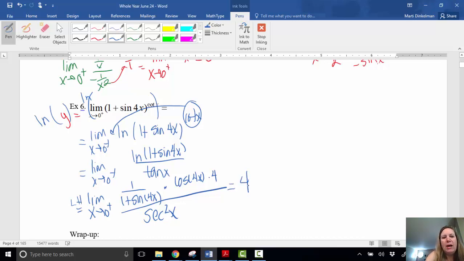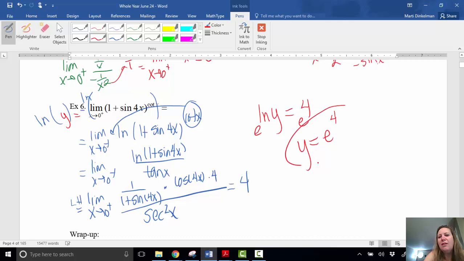Now remember, y is the limit I was really interested in. So this is really ln of y equals 4. It's funny, I changed colors. It didn't want to change with me. Okay, so then if I e both sides, I get to my answer, which is e to the 4, which is a really bizarre number.